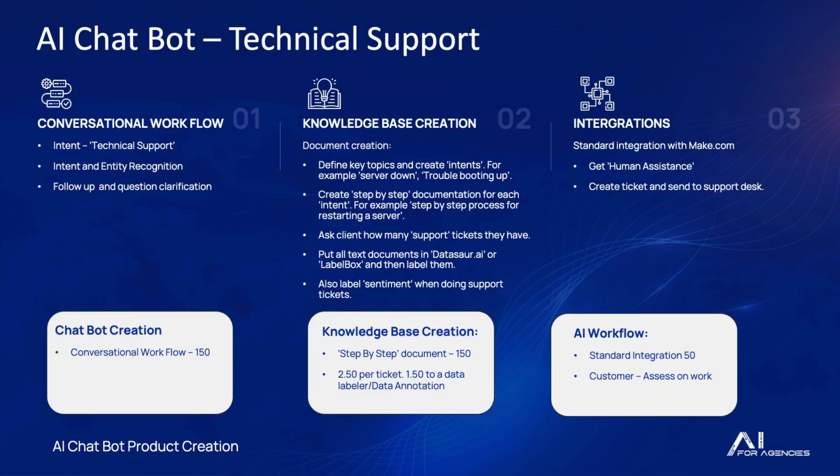You put all the text documents into Dataloop or Labelbox, and you start to label them. You will also label the sentiment while doing it, right? For the step-by-step documents, charge 150. Then you will charge 250 per ticket for the support tickets. You will give 150 to that for a data labeler, or what's called data annotation.